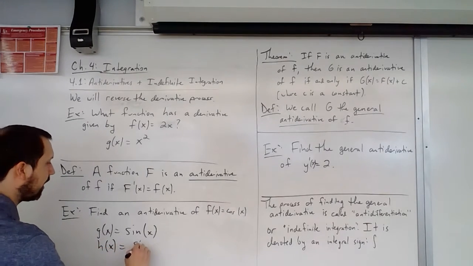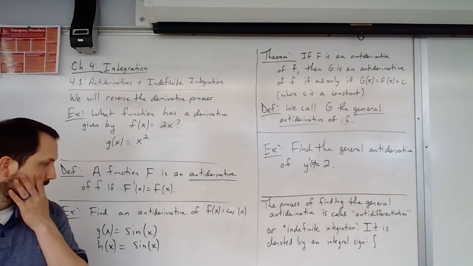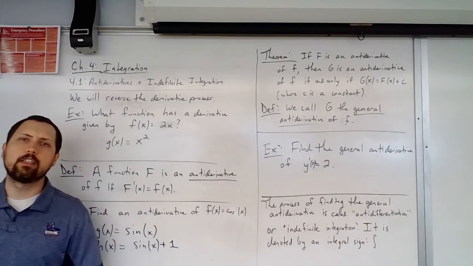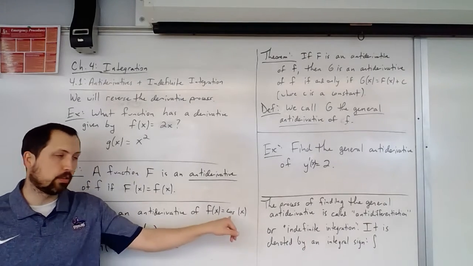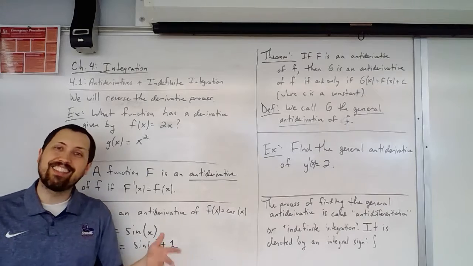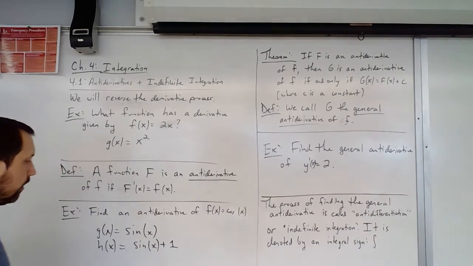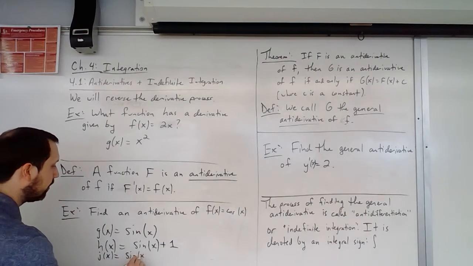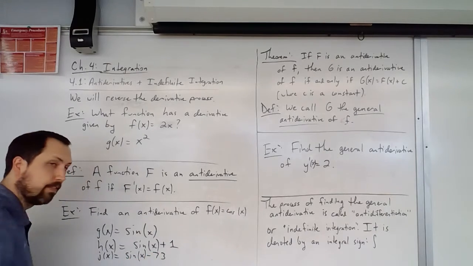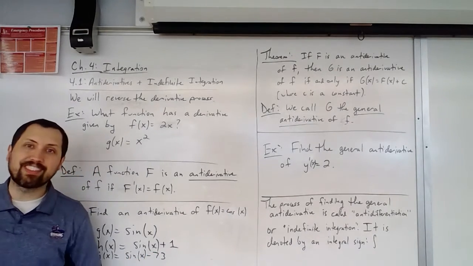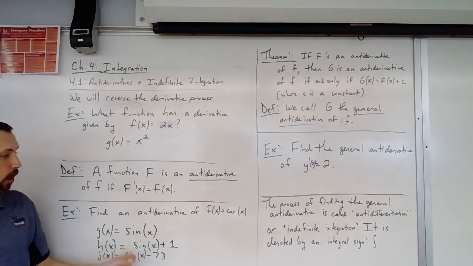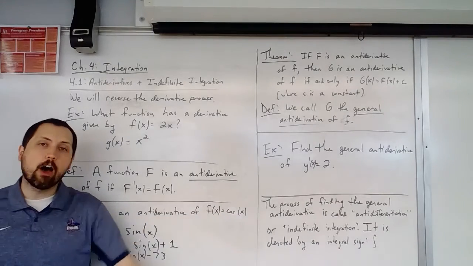Well, we know sine x is there, but what if I look at sine x plus 1? The derivative of sine x is cosine x. The derivative of 1 is 0. So that works. Come up with another example. Let's call this one, say, j of x. Another example could be sine of x minus 73. Right? Take the derivative of sine x, you get cosine x. Derivative of negative 73 is 0. So indeed, all of these are antiderivatives of cosine x.